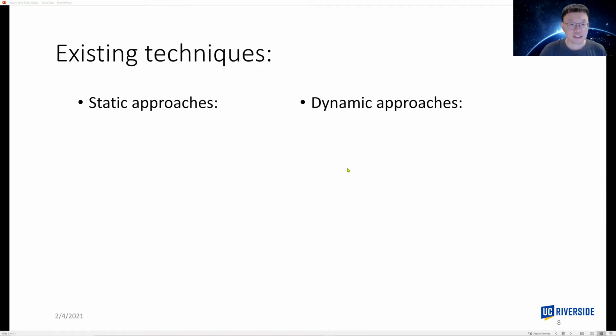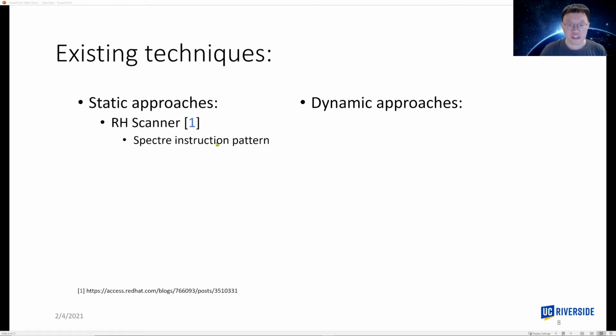There are some existing techniques for Spectre BCB gadget detection. Some of them use static analysis. For instance, RH-Scanner is a tool developed by Red Hat community. It searches for Spectre instruction patterns in the assembly code. And 007 was published in TSE 19. It extracts the control flow graph from the target program and meanwhile performs static taint analysis for gadget detection.